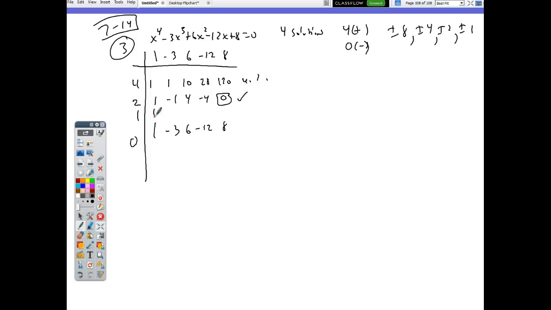Put a 1 down here. 1, 1 gives me -2. -2 gives me 4. 4 gives me -8. -8 gives me 0. There's the second one. Now, here's the problem. I need 4. We know we need 4 because I said solve. I didn't say solve for rational. I didn't say estimate. I said solve.